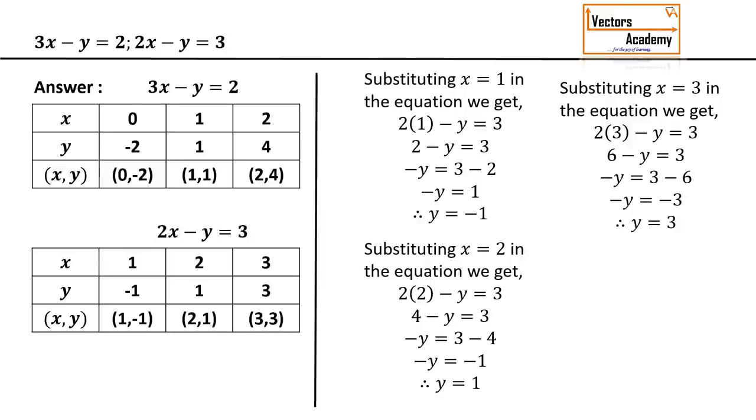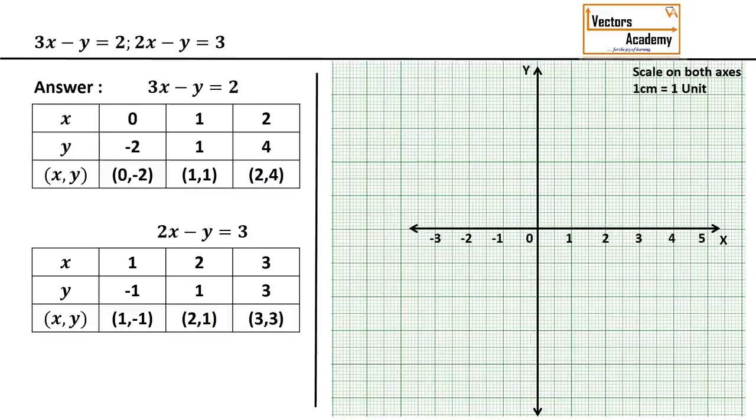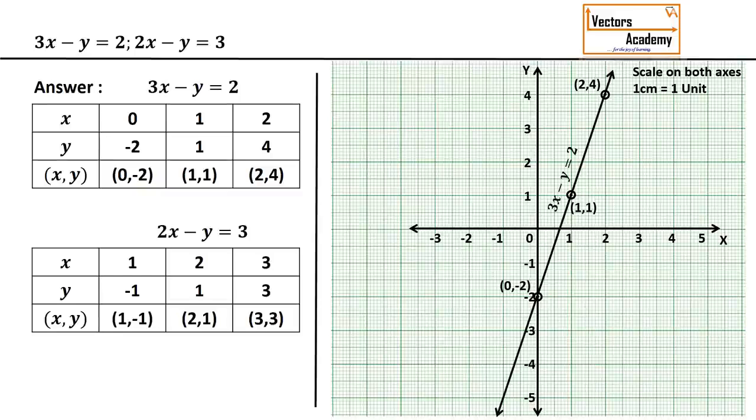Now once we have got all the 3 points, we can again take the graph paper, we can plot our x-axis and the y-axis. We have to write down the scale. And now we'll start plotting the points. The first 3 points (0, -2), (1, 1) and (2, 4). Once you plot the points, join them and write down the equation of line which has been drawn.